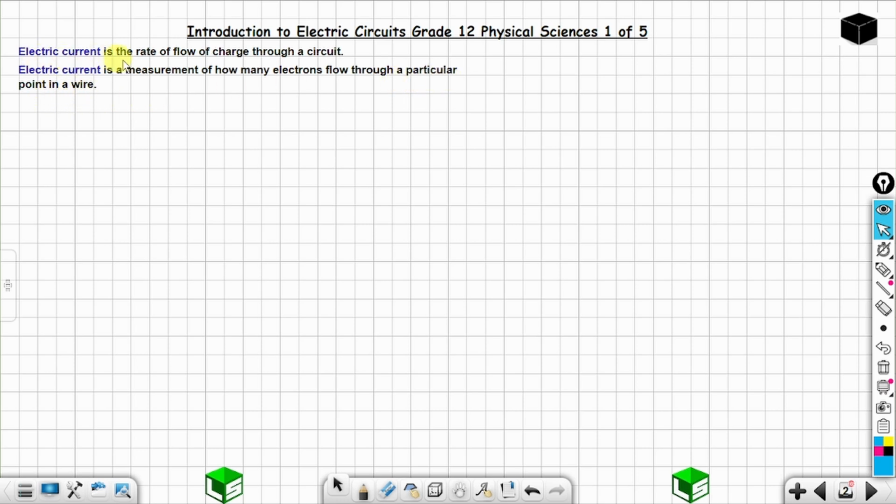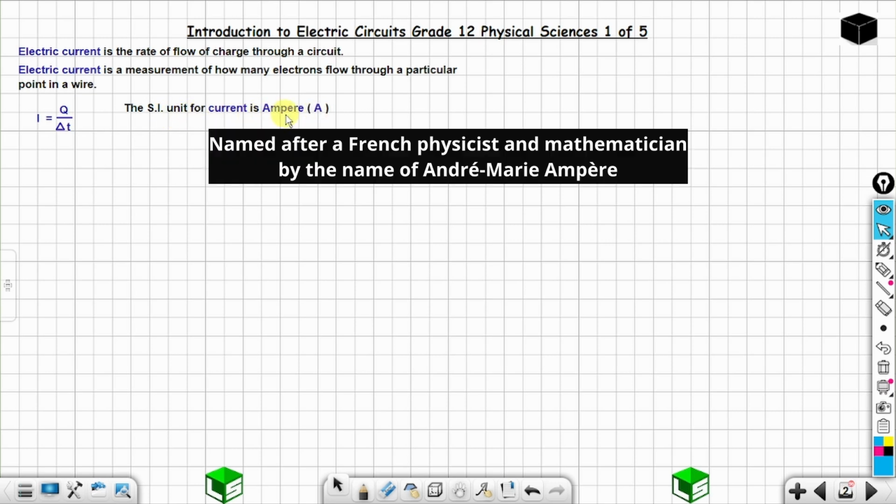Using the first definition, we have the following formula. The current is equal to the charge over the change in time. When you have the word rate, you have to understand it is division by change in time. The SI unit for current is ampere. This was named after a French physicist and mathematician by the name of André-Marie Ampère.